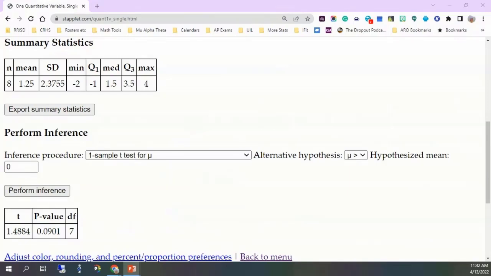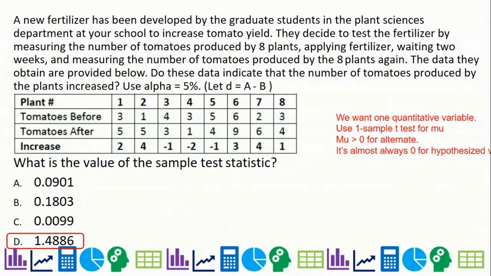Quantitative. Any questions on how I did that? Use one sample t-test, I'm sorry. And mu is greater than 0 for alternate. All right, so I'm kind of writing you some notes here. So if I come back here, it's almost always greater than 0 for the hypothesized value.